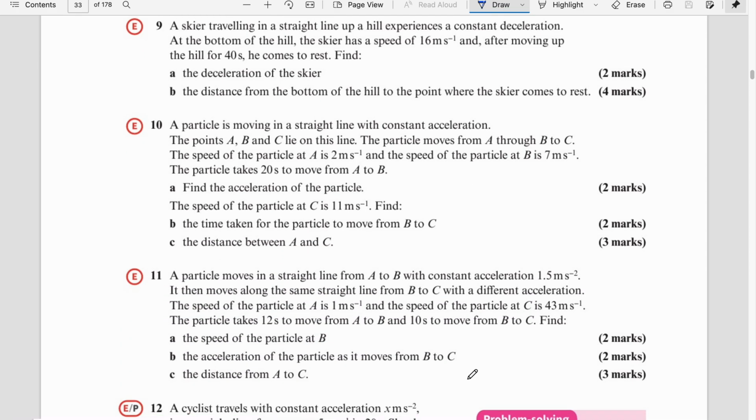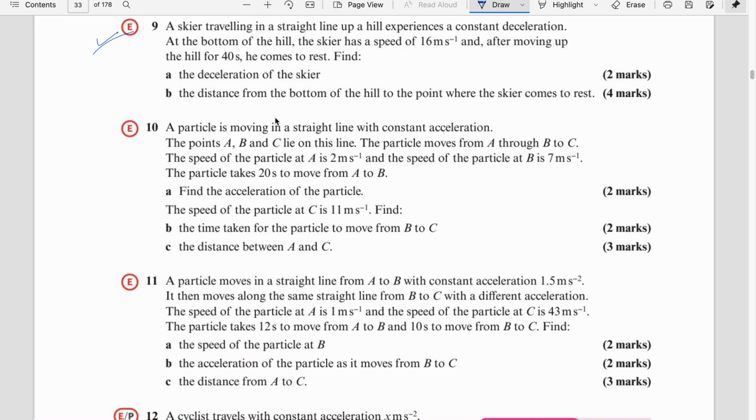Okay. Question number 9. A skater traveling in a straight line uphill experiences a constant deceleration. At the bottom of the hill, the skater has a speed of 16 meters per second, and after moving up the hill for 40 seconds, he comes to rest. Find the deceleration.